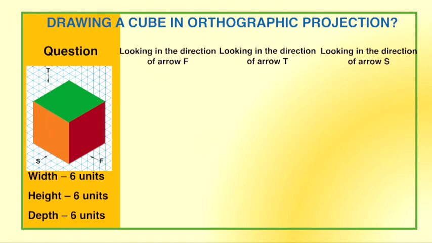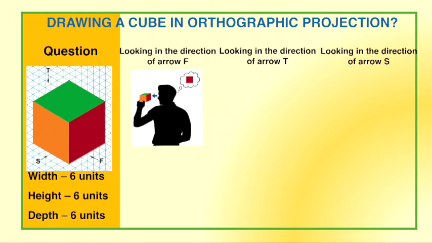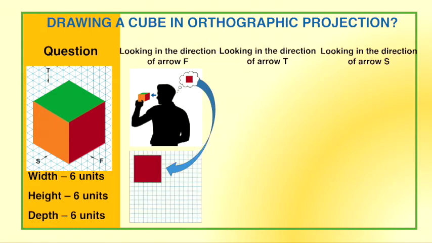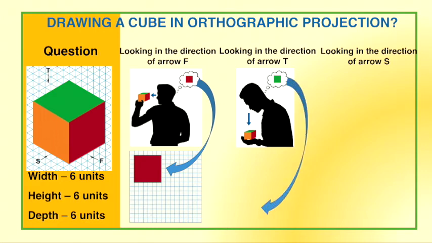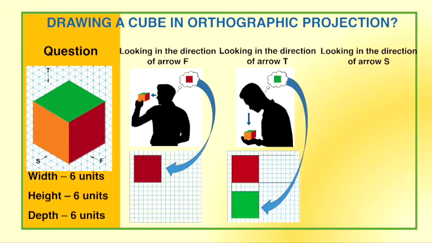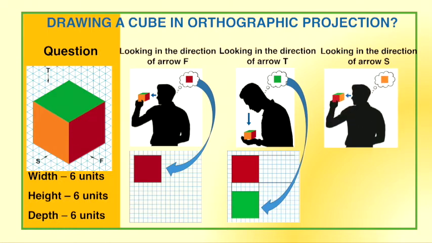The next exercise consists of the orthographic views of a cube. Looking in the direction of arrow F, this is the front view. Looking in the direction of arrow T, we add the top view in green. And looking in the direction of arrow S, we get the side view in orange.